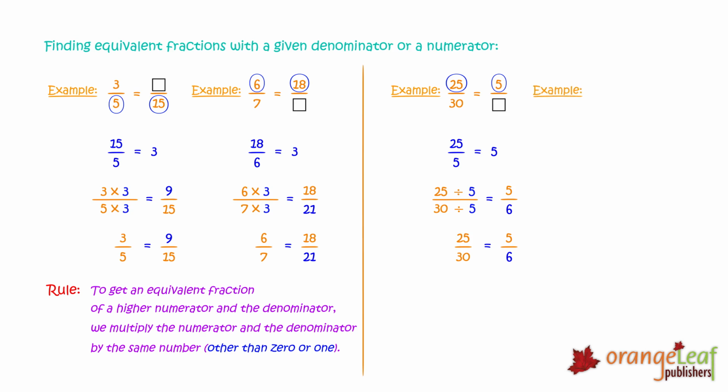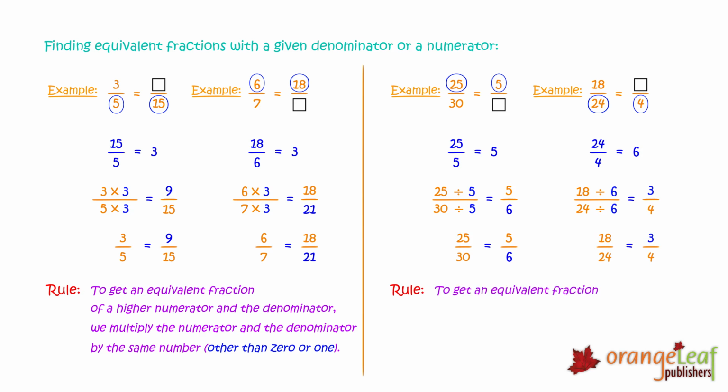Example. 18 by 24 is equal to dash by 4. Solution. The given denominators are 24 and 4. 24 divided by 4 is equal to 6. 18 divided by 6 by 24 divided by 6 is equal to 3 by 4. Therefore, 18 by 24 is equal to 3 by 4.